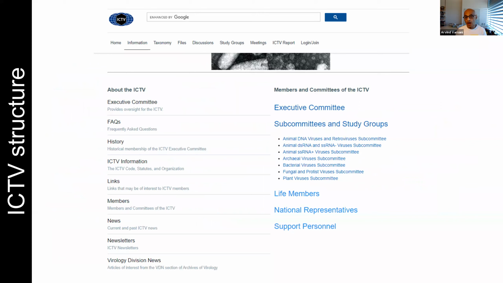Beyond this, the ICTV, the International Committee on Taxonomy of Viruses, is a group of volunteers who come together to come up with these classifications. They have subcommittees that deal with different groups of viruses, and within those, there are study groups that look at particular viral families. That means there are experts dealing with each and every particular group of viruses, proposing the taxonomy for it, and that gets reviewed and then ratified. So if any one of you wants more information on how the taxonomy of viruses is structured, please go to the ICTV website. There's a lot of information there.